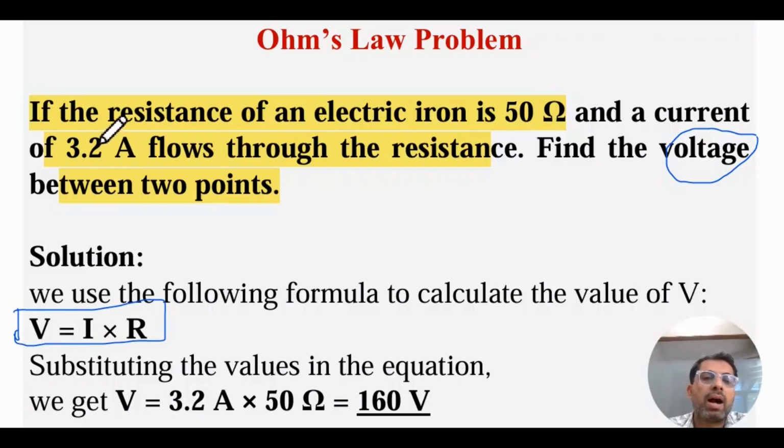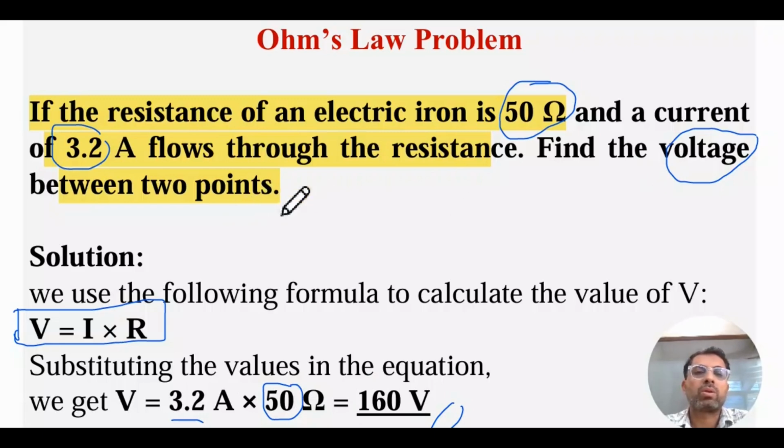So what is the value of I? That is the current, what is given to us? 3.2 ampere, that I have put over here. What is the value of R? R is 50 ohm, right? So I put the value 50 ohm. And with the help of a calculator, which is allowed in the examination, 3.2 into 50, you will get 160. So what is the answer for this particular question? That is, the voltage across these 2 points is 160 volt.